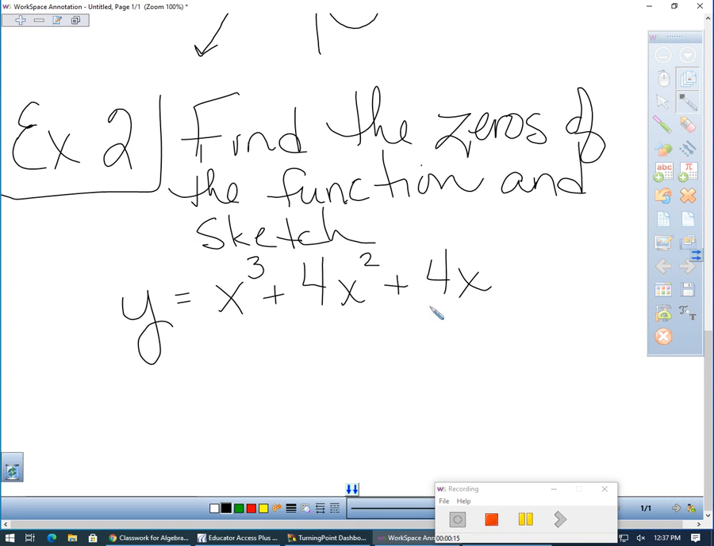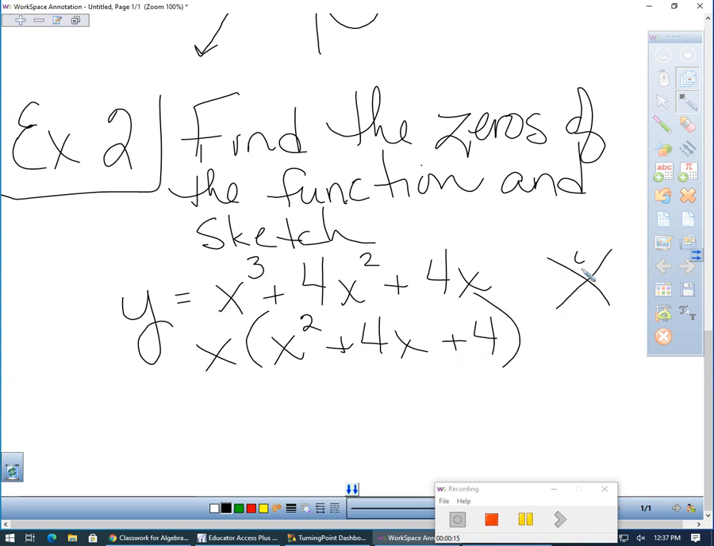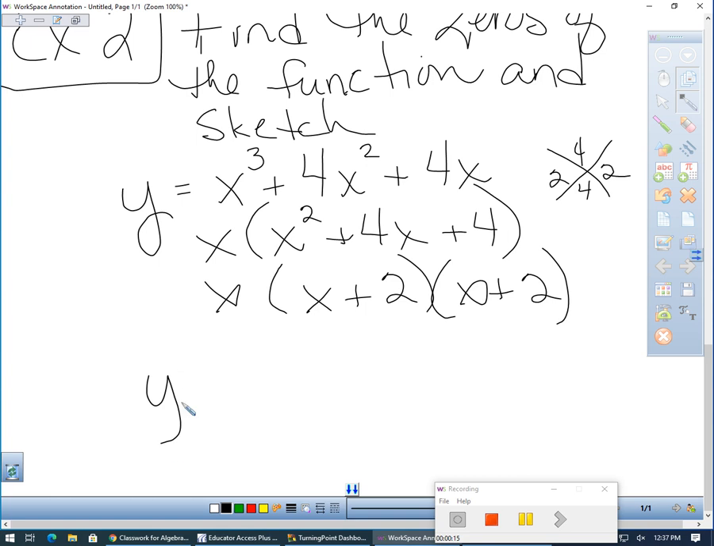All right, so first of all, to find the zeros, we're going to factor. What can I take out of everything? An x, beautiful. If I take an x out, we're left with x squared plus 4x plus 4. Then I've got a quadratic left to factor. I'm going to draw myself a little x over here. 4 on top, 4 on the bottom. What are my sides? 2 and 2, right? So this is x times x plus 2 times x plus 2. Or we can write this as y equals x times x plus 2 squared, right?